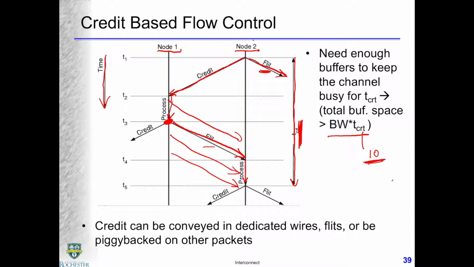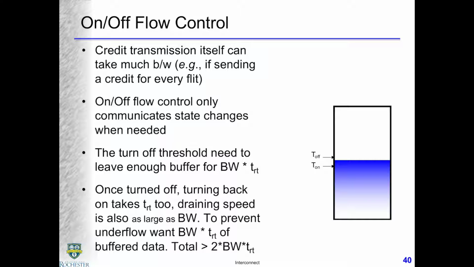So how do you send the credit? Well, you can use dedicated wires. You can actually send a packet backward, but that obviously takes bandwidth away from useful payload. You can also piggyback it on other packets. So there are a number of different ways. We're not going to make a distinction here.